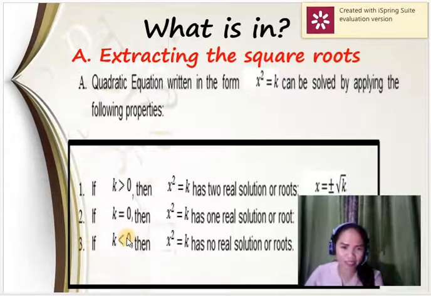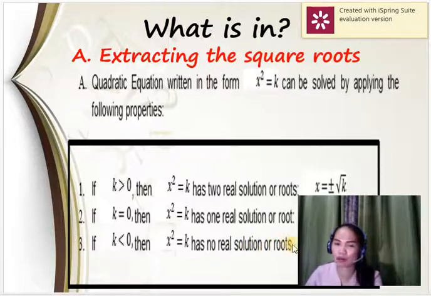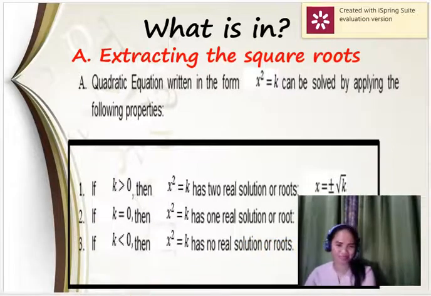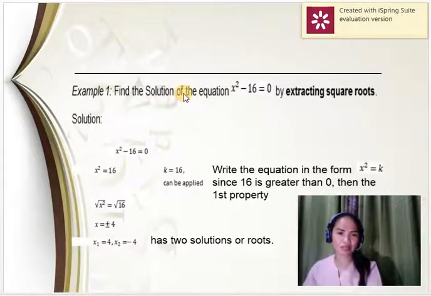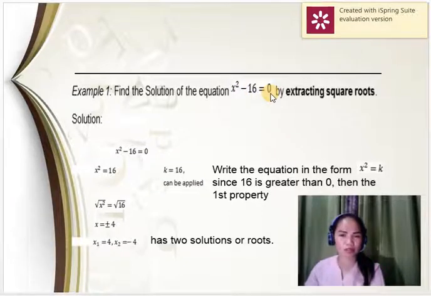If k is less than 0, then x squared is equal to k has no real roots or solution. Okay, so let us have this example. Find the solution of the equation x squared minus 16 is equal to 0 by extracting the square root.